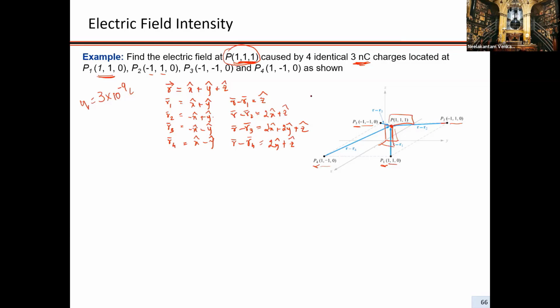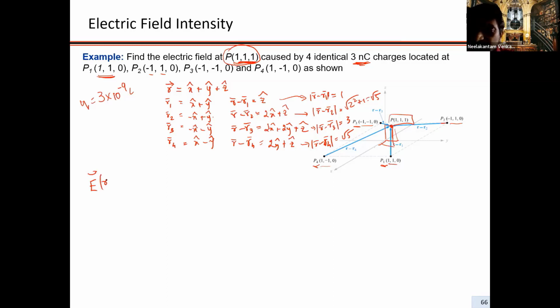Not only that, I should find the magnitudes. R minus R1 is this, right? What's the magnitude of R minus R1? 1, right? R minus R2 is going to be the square root of 2 squared plus 1, which is square root of 5. For R minus R3, the magnitude is going to be 3. R minus R4, the magnitude is going to be square root of 5.